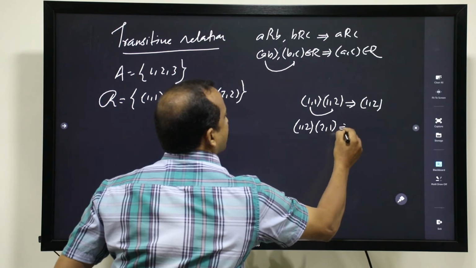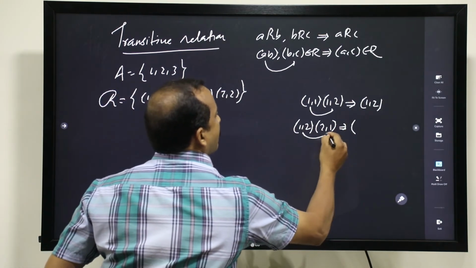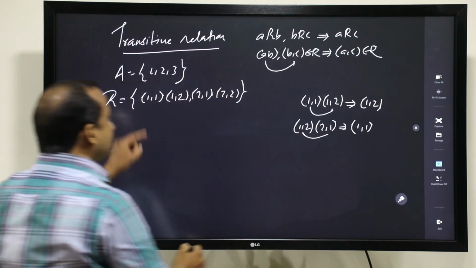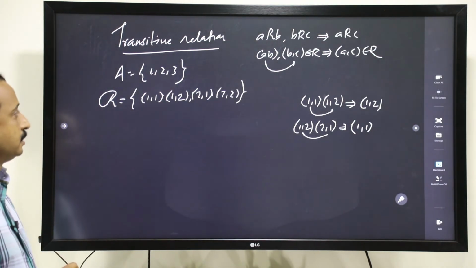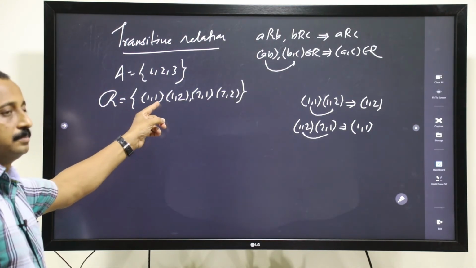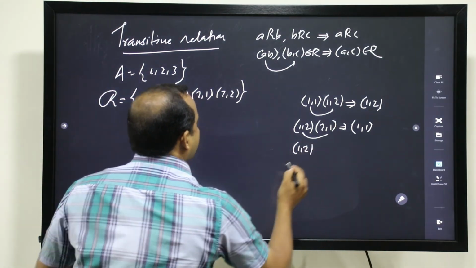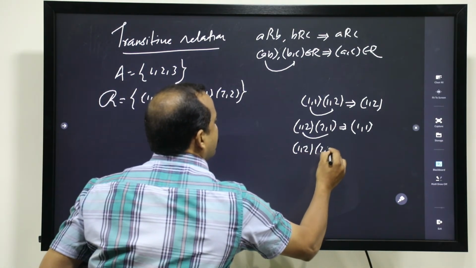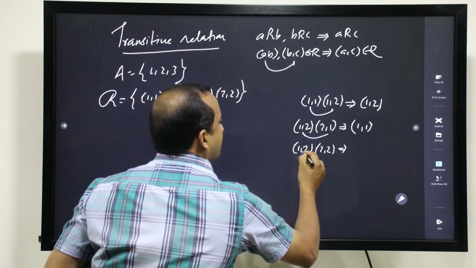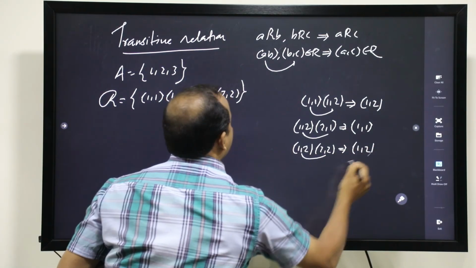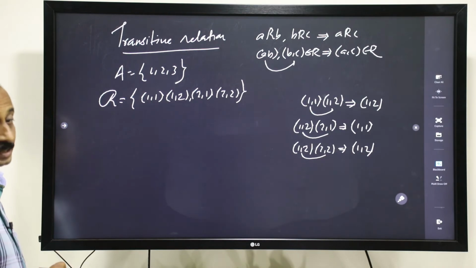When we link with (2,1), we get a new pair, (1,1), which is also an element of the given relation. That means that element also satisfies the transitive condition. Again, (1,2) is linked with the next pair, (2,2). When we link with (2,2), we get (1,2), which is also an element of that relation.